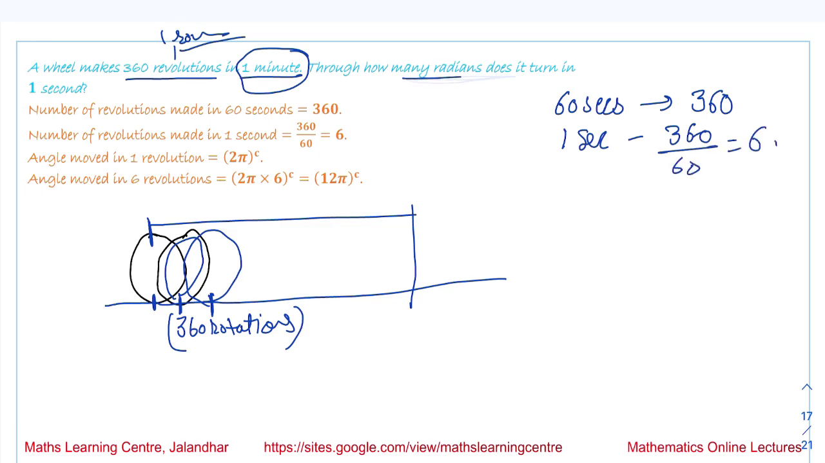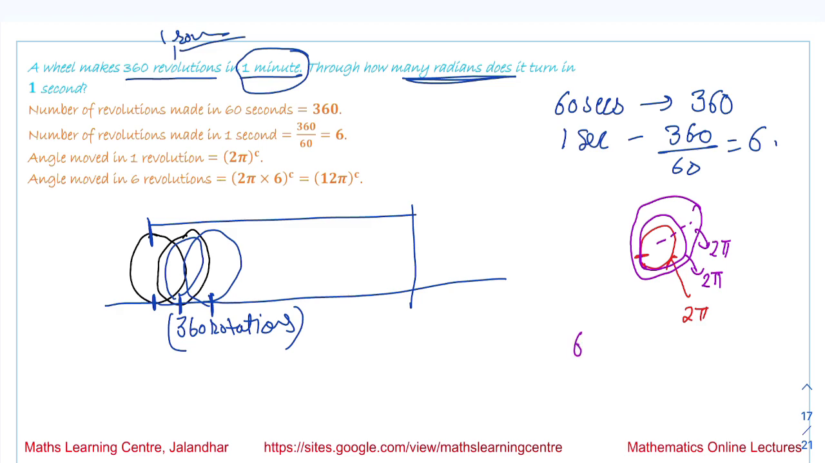Now, how many radians does it turn? 6 revolutions means in the first revolution it has turned 2 pi radians. Then in the second revolution it has again turned 2 pi radians. Likewise, the 6th time it will turn 2 pi radians. So the total angle it has moved is 6 into 2 pi, which is equal to 12 pi radians.